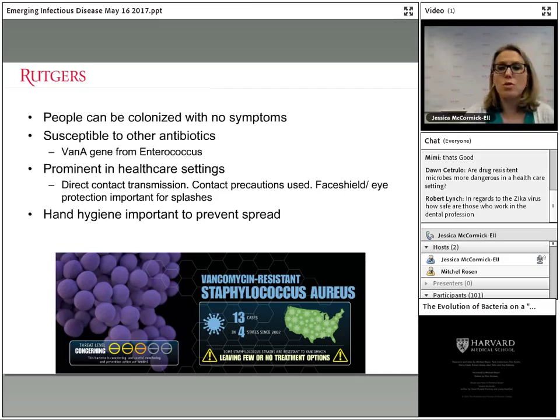There have been cases in school settings and other settings where people are in close living quarters. The transmission is going to be direct contact. So you really have to have contact with the person or the area on their body that is having the infection. It's not something you can get by sitting close to them, breathing in their air, et cetera. So people who are working with patients need to wear contact precautions.